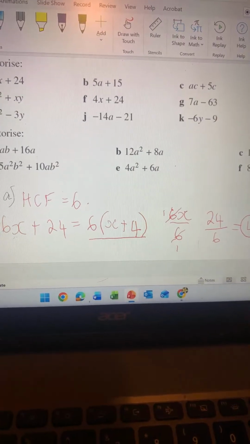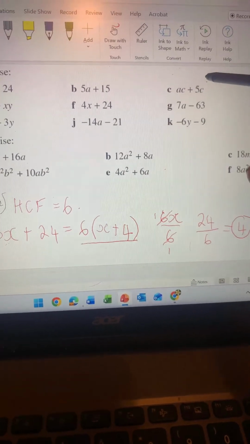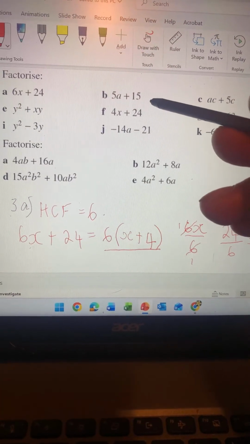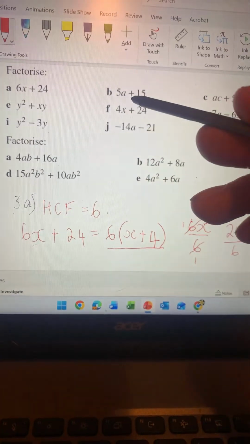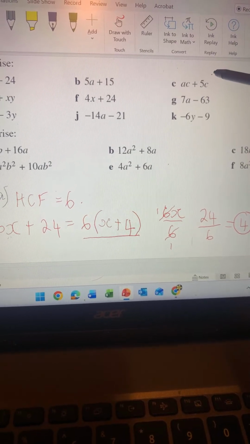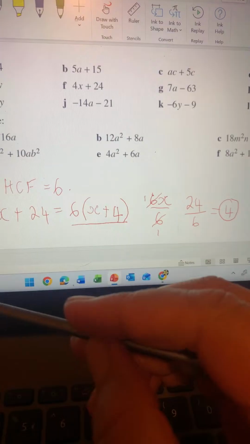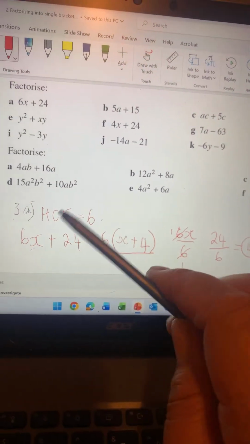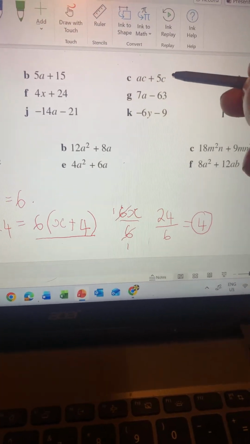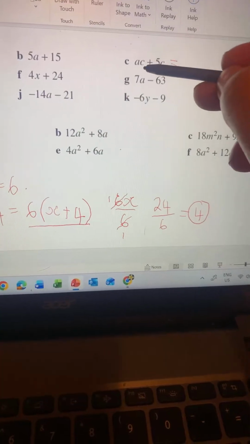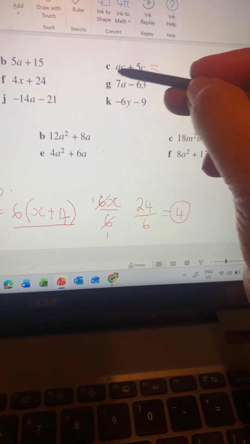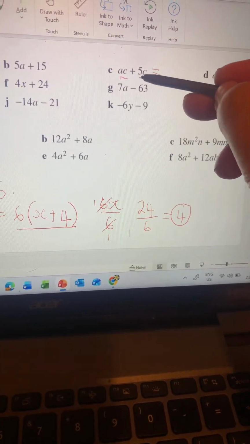Alright, now what I'd like to do now is probably move on to part C. Part B is very, very similar to part A, so I'm not going to go through part B. Let's have a look at part C. If you look at part C, let's move on to here, right next to the question itself. Now, first of all, let's have a look at the terms. Okay, we've got AC here, and we've got 5C here.